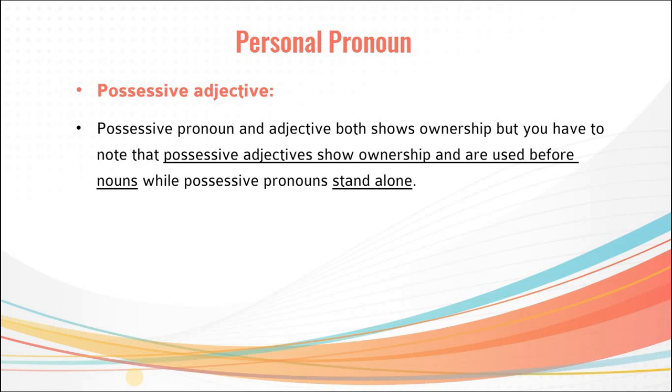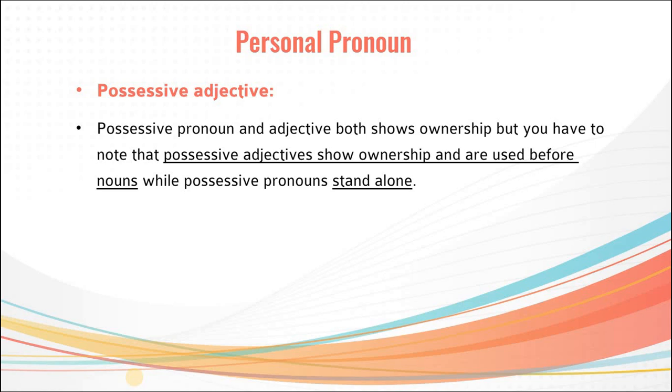While we are talking about possessive pronouns, we are stating the ownership and using a pronoun for the ownership. We are using a word in a sentence as a pronoun for the ownership. While we are talking about possessive adjectives, we are using the word that states the ownership in a sentence as an adjective. That's why this is called a possessive adjective. Possessive pronoun and adjective both show ownership.